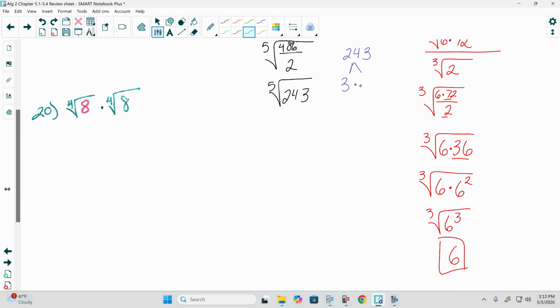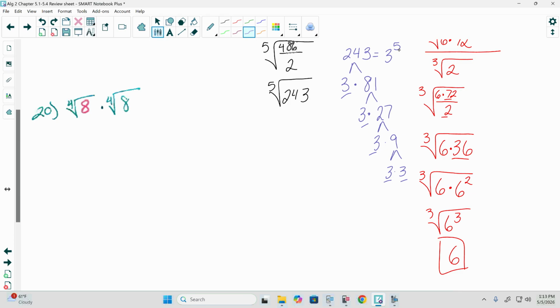243 is not divisible by 2, but it is divisible by 3. And it's 3 times 81. 81 is 3 times 27. 27 is 3 times 9. 9 is 3 times 3, so 1, 2, 3, 4, 5. 243 is 3 to the fifth.